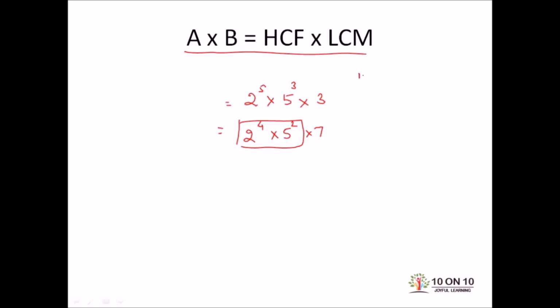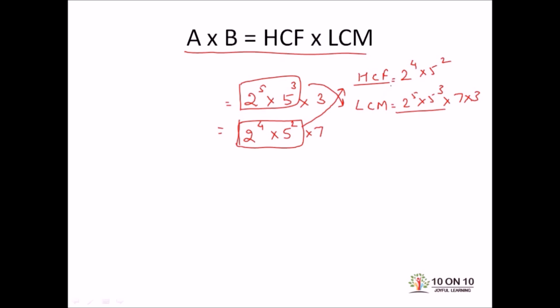if you have to find out the HCF and LCM of these two numbers, in the HCF we have to take the numbers with the smaller powers among the common ones, so HCF would be 2 to the power 4 into 5 square, whereas in the LCM we take the numbers with the greater power among the common ones, 2 to the power 5 into 5 to the power 3, and the leftover numbers, that is 7 and 3.